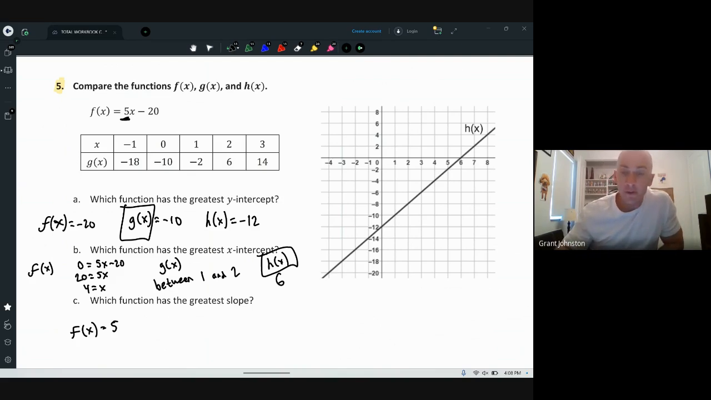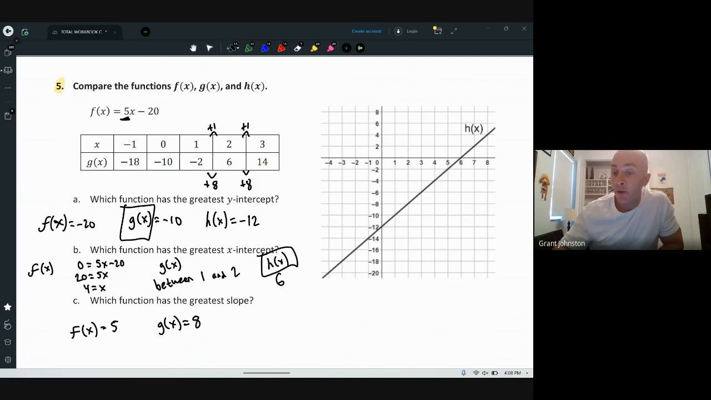For g of x, I'm going to have to do rise over run. So it looks like this is going +8, while this is going +1, and that's consistent for the entire table. So for g of x, the slope is 8.